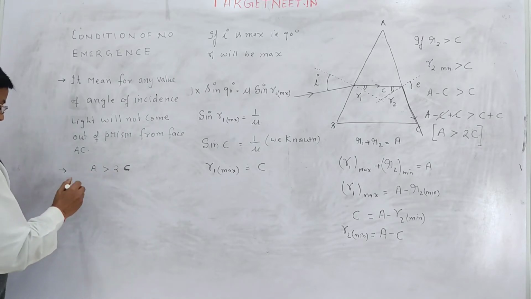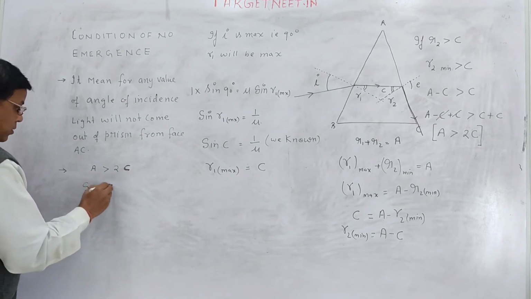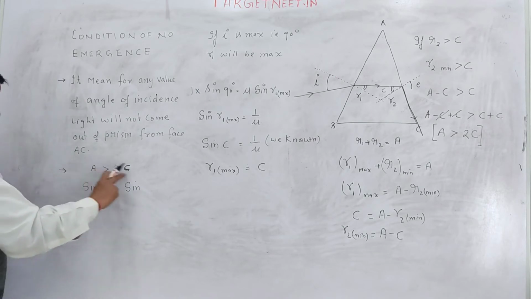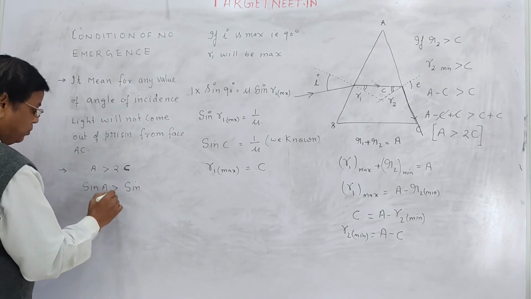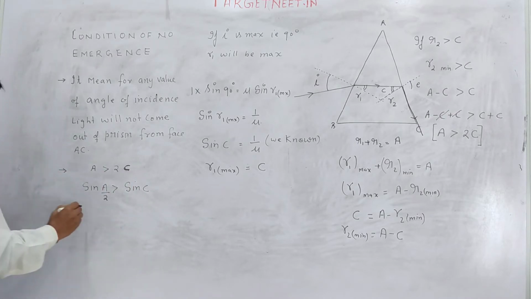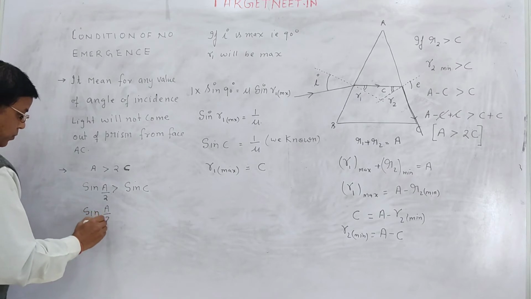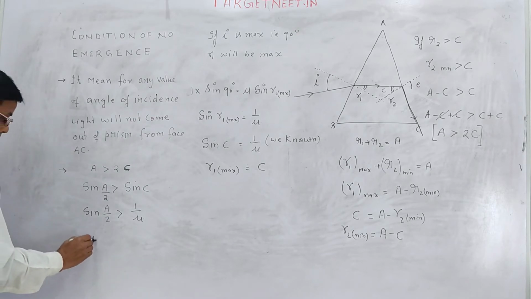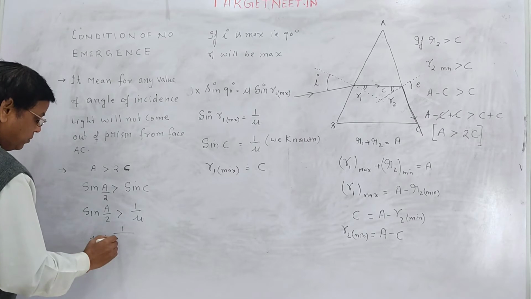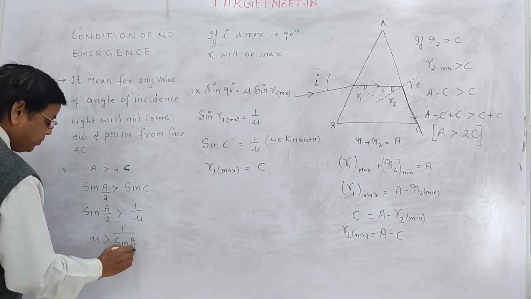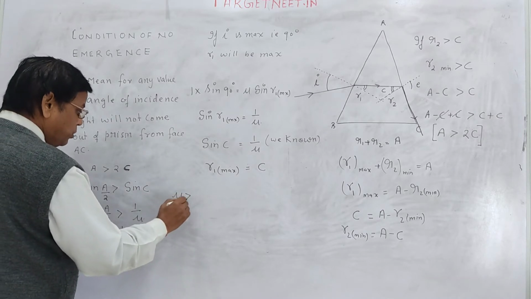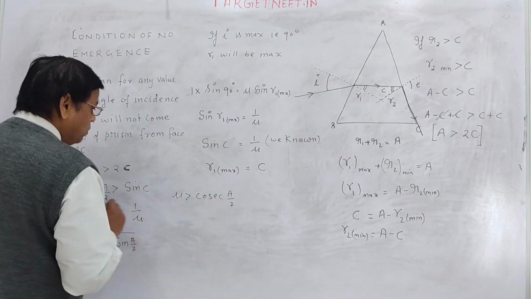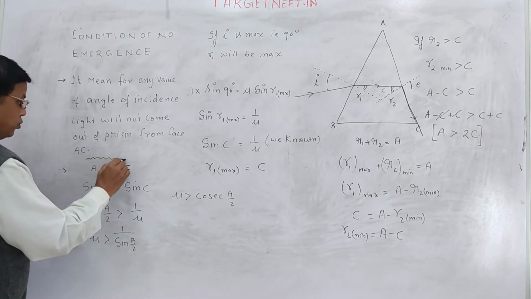If you take sine on both sides, so it is sin A should be more than, or you can write it like this, divided by 2. So sin A by 2 should be more than sin C. And you know that sin C means 1 upon mu. So mu should be more than 1 upon sin A by 2, or mu should be more than cosec A by 2. So these are the two conditions you should remember.